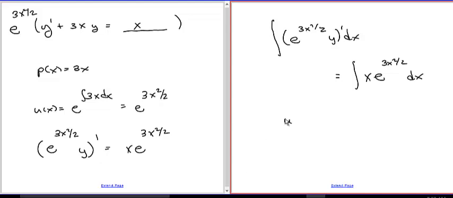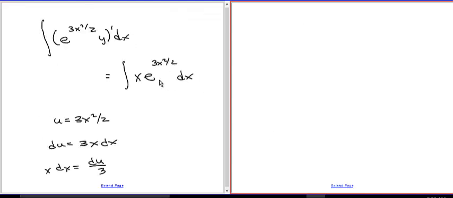And so you could use u substitution. U would be equal to 3x squared over 2, or du would be 3x dx. So you see I've got x dx, so I'd solve for that. x dx equals du over 3. So when you integrate, it would end up being the integral of e to the u times du over 3.